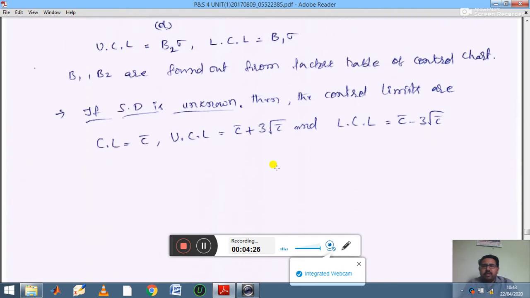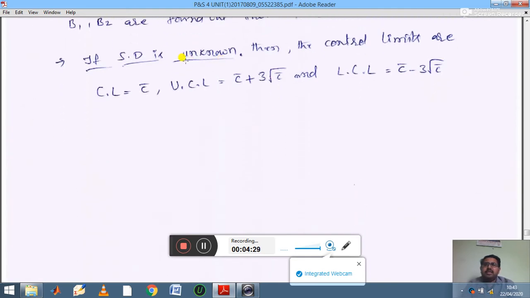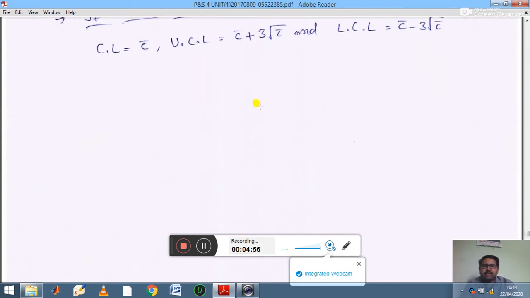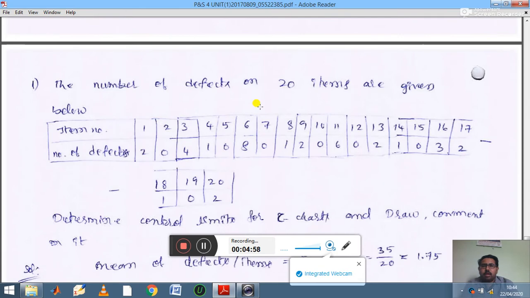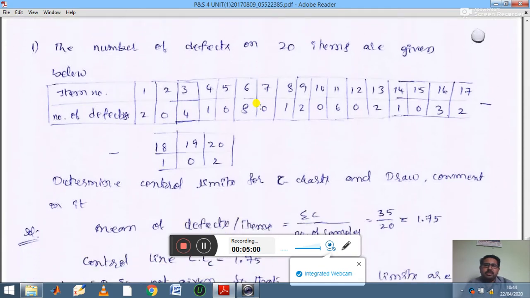And if they are not giving the sigma value directly, the standard deviation value is not given in the data, then you need to use this formula: your C bar acts as the CL value. Then to calculate UCL, C bar plus 3 into square root of C bar, and to calculate LCL, C bar minus 3 into square root of C bar value. Usually in most of the examples they are not giving the sigma value. Of course you need to move with these two formulas. Okay, let us understand by the example how to construct the C chart.